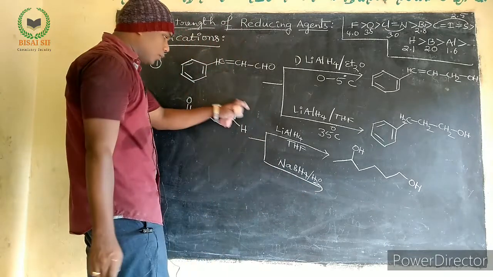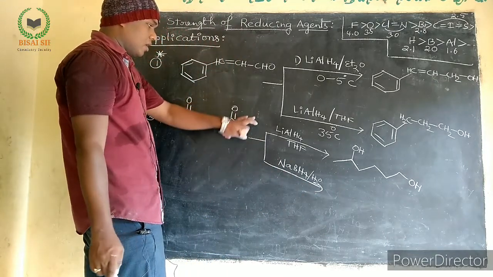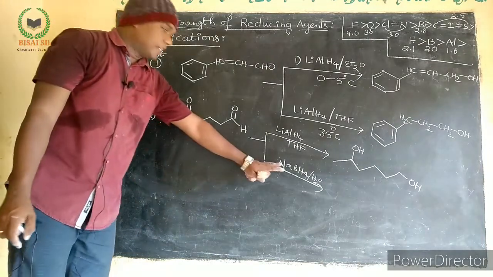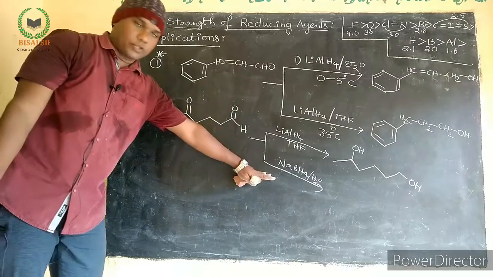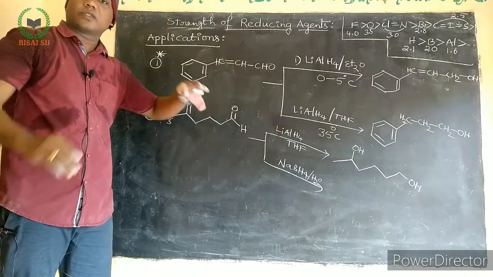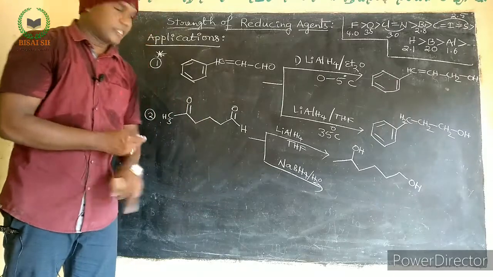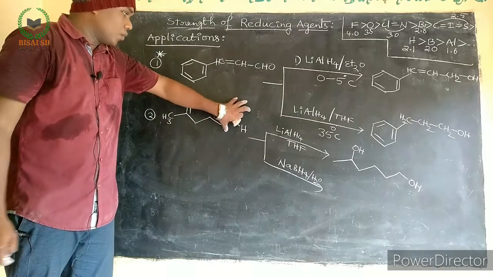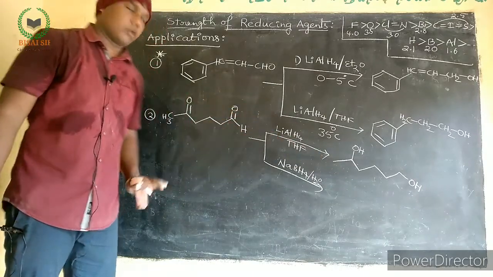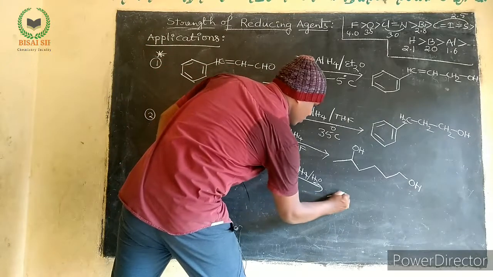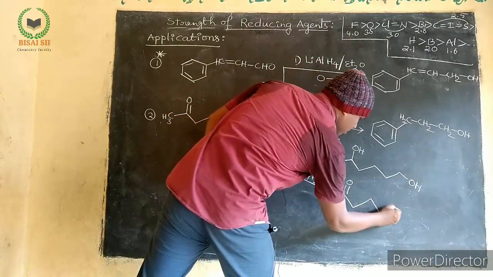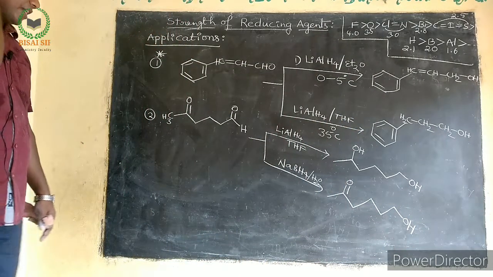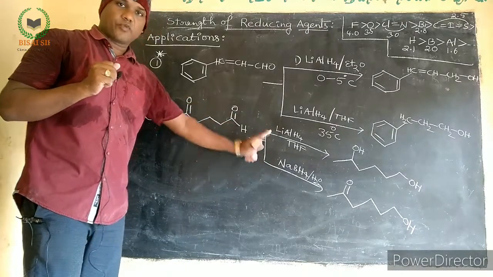Here, in case of LiAlH4, the most reactive is the aldehyde, but with NaBH4, that is a selective reducing agent, meaning whichever functional group is the most reactive towards nucleophilic addition. Out of these two, this is the most reactive towards nucleophilic addition. So only this will be converted into alcohol. This will remain the same. So, as usual, alcohol, correct? So this is the difference between LiAlH4 and NaBH4 reduction.